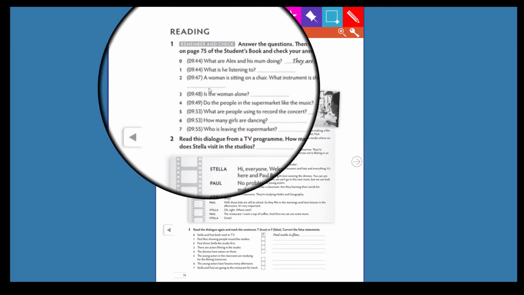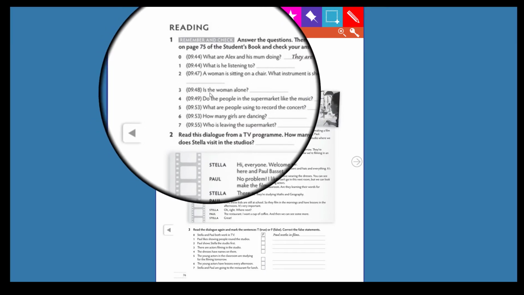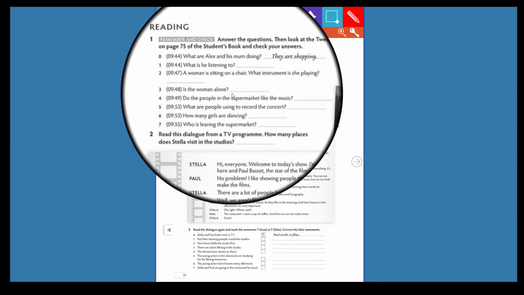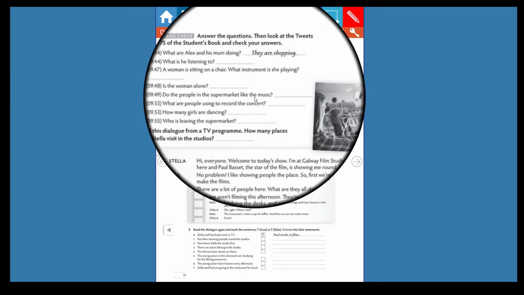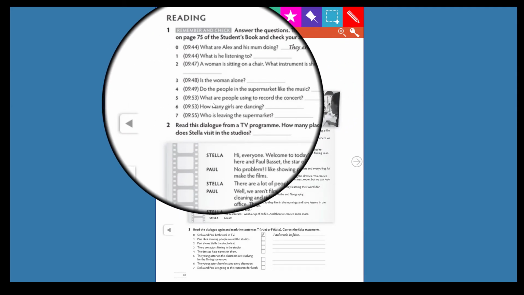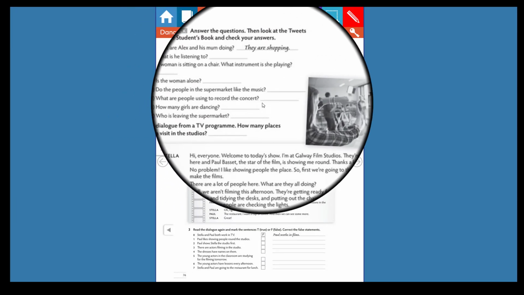She's playing the violin. Number 3, is the woman alone? The answer is no, there are 10 musicians. Number 4, do the people in the supermarket like the music? The answer is yes, they do. Number 5, what are people using to record the concert? The answer is their phones. They are using their phones to record the concert.